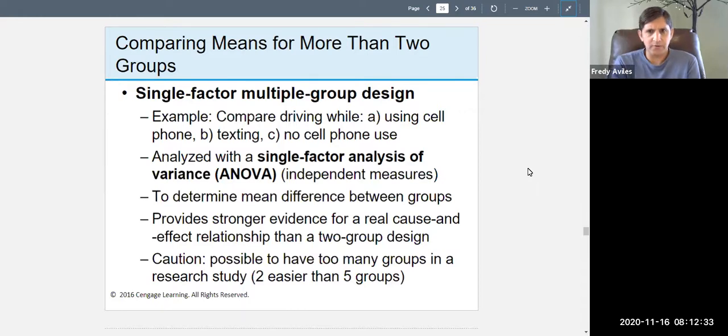So here's the point, okay? If you're gonna do an experiment where you only have 1 independent variable and you're comparing more than 2 groups, you're comparing 3 or more, this is what you use. It's a single factor multiple group design, and you use the single factor analysis of variance, ANOVA, to analyze it. You guys won't actually have to do this. This is something you would do in graduate school, but I want you to know about it.